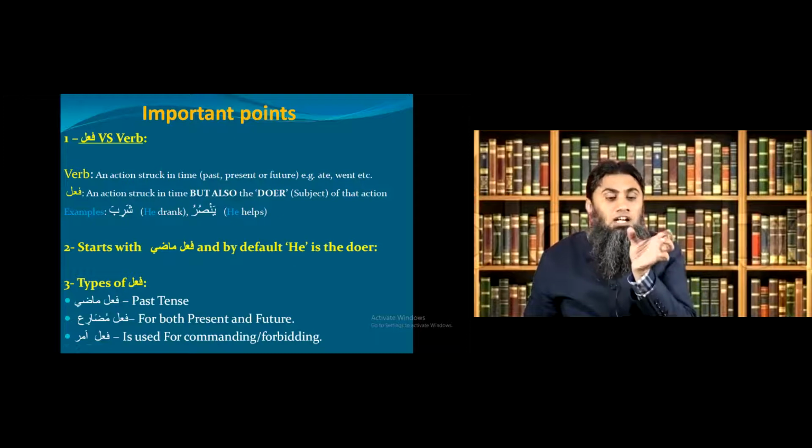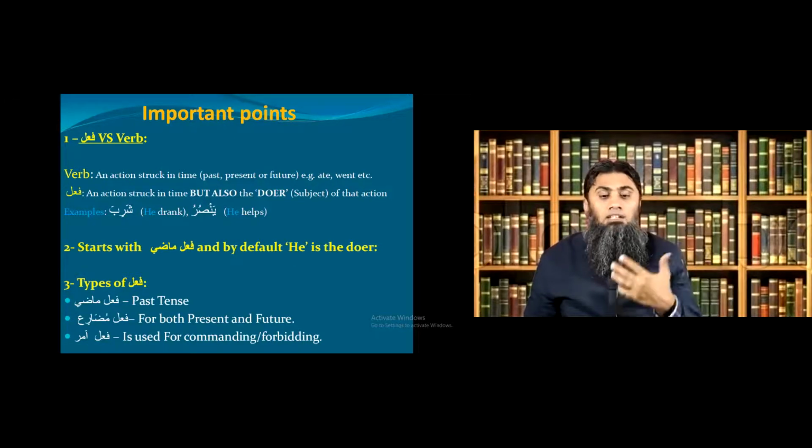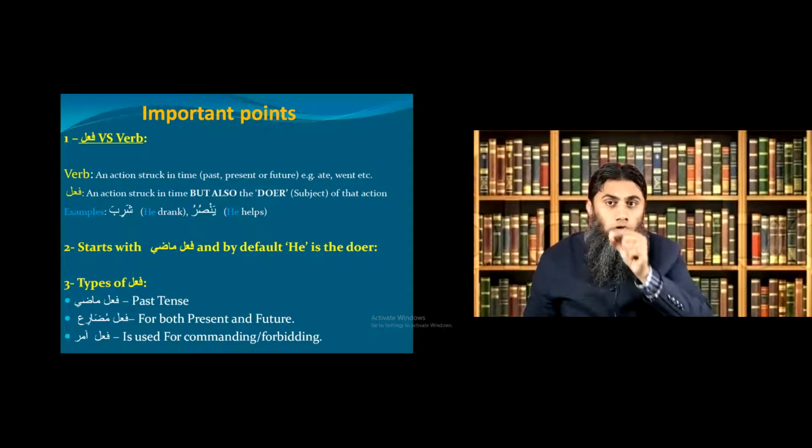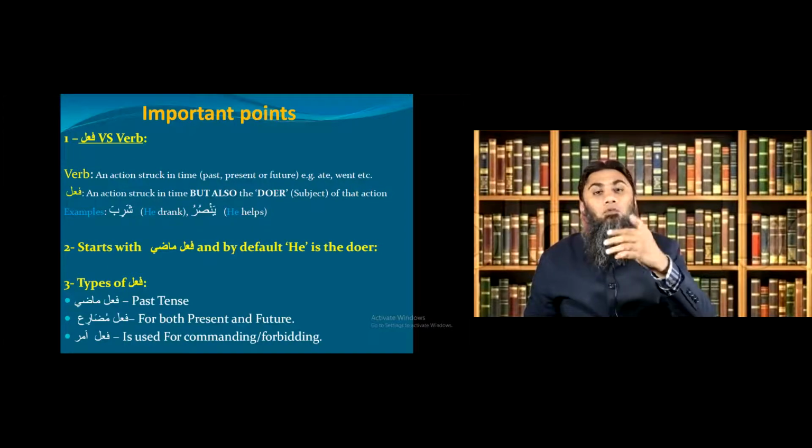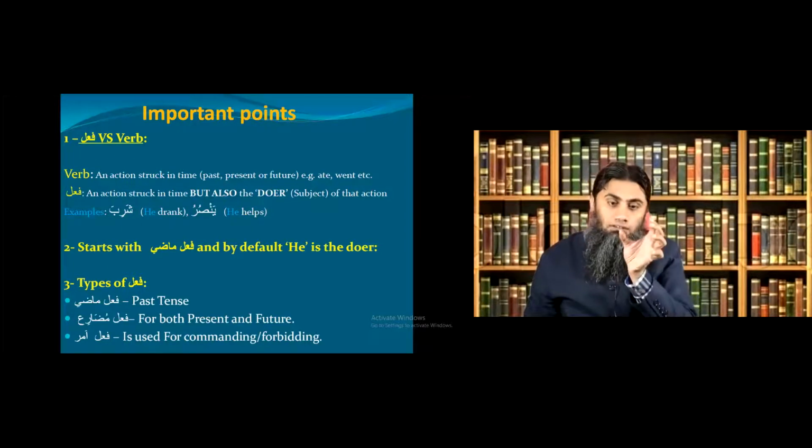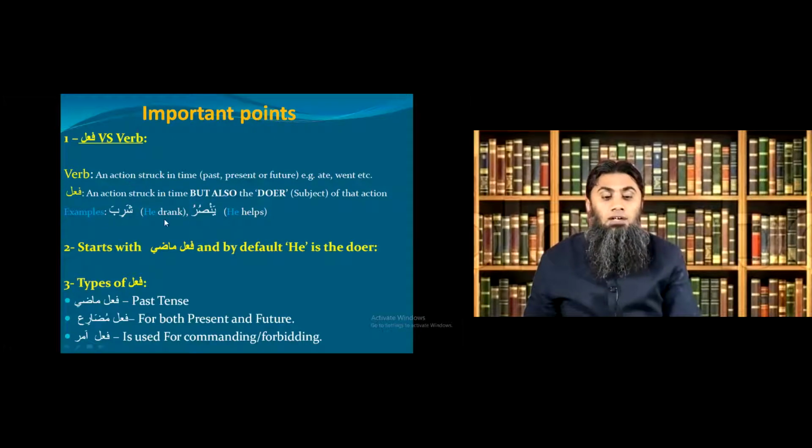I said before that in Arabic every fail has a built-in doer. So the default doer is he. We can change this default doer, but this is the default position. As you can see in both of the above examples, shariba has he doer inside of it, and likewise yansuru has he doer inside of it. Clear? So this was the second point. In Arabic language, when you pronounce a fail, you start with its past or madi form, and then you say the present form. Secondly, in the Arabic fail, the default doer is he, and then you can change it.